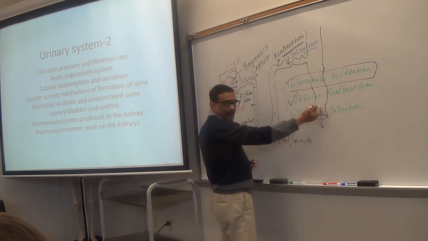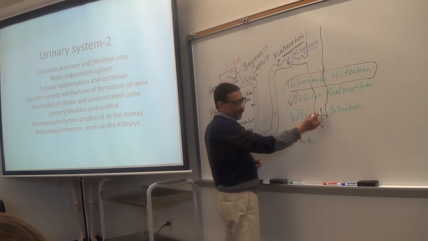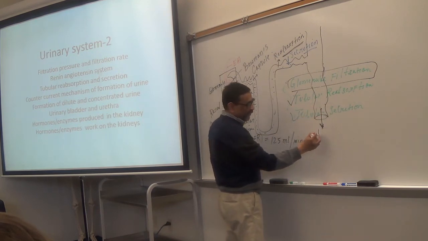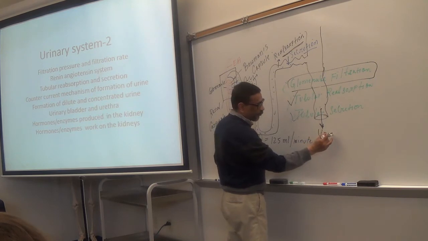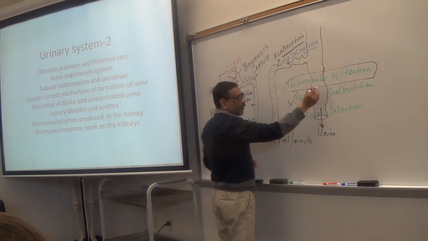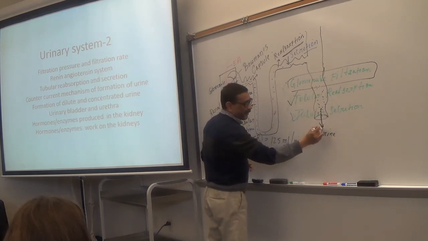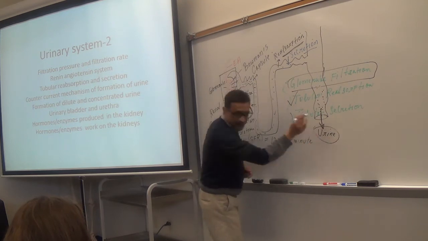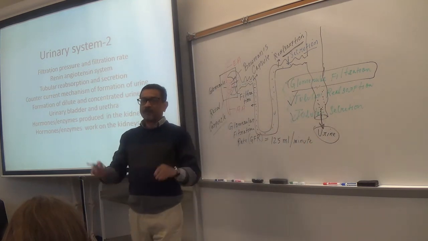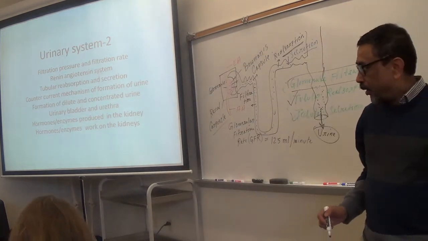The water and the chemicals that will stay here will get out as urine. So after reabsorption and secretion, whatever remains here gets out as urine. Make sense? So that's how the urine is formed.